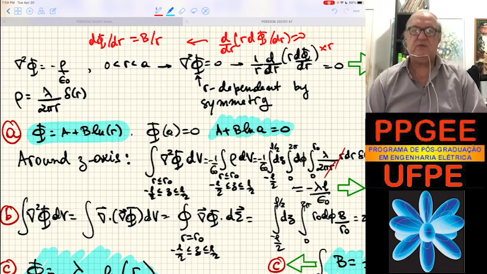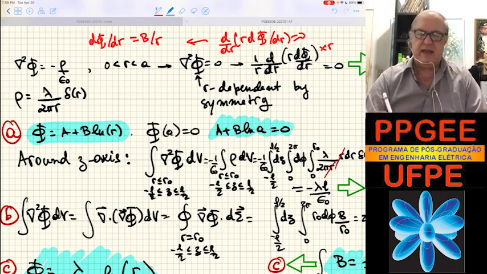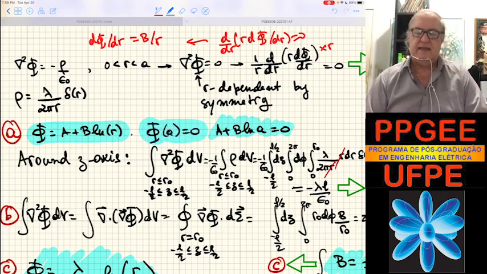And we have to use one of the boundary conditions, that the potential is grounded at r equals a. So we have one condition between a and b, right?